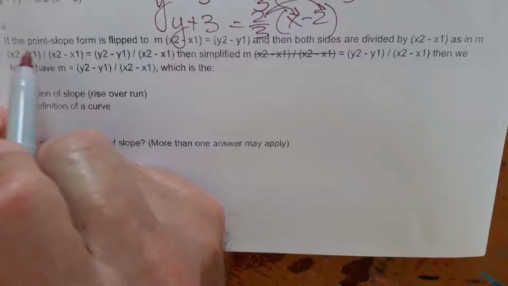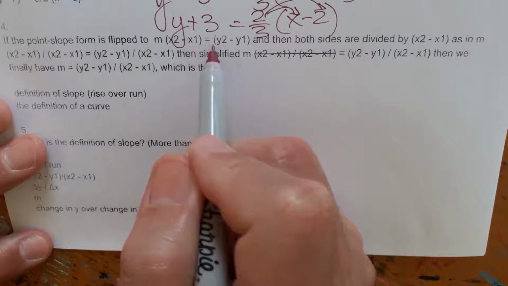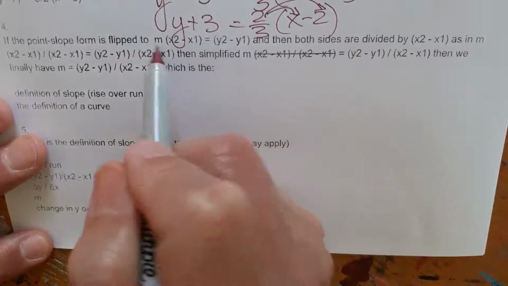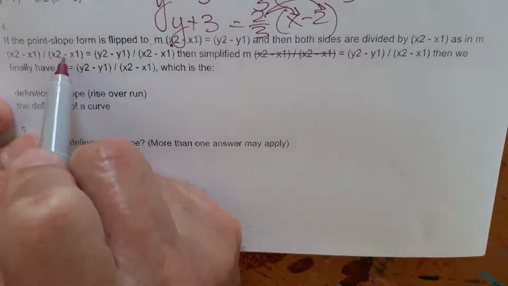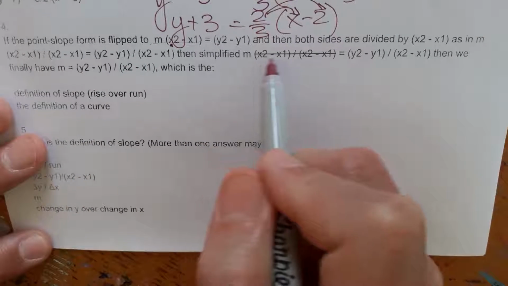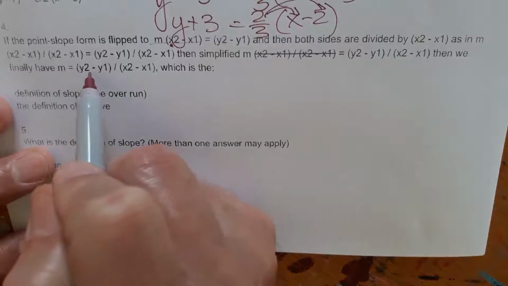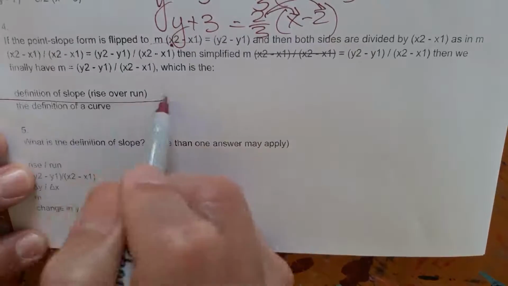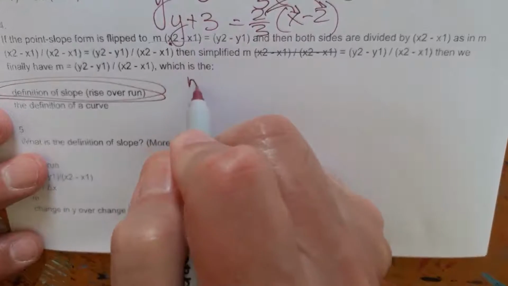Right? So if the point slope formula is flipped, m times x2 minus x1 equals y2 minus y1, and then both sides are divided by x2 minus x1, so we're dividing both sides by this here. Okay, here it is divided by, and then simplified, we get this. Then we finally have m equals y2 minus y1 divided by x2 minus x1, which is the definition of slope. So this is sufficiently complicated to go ahead and write it out for you, right?